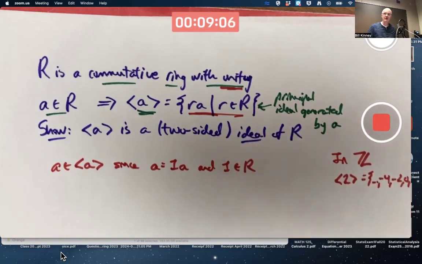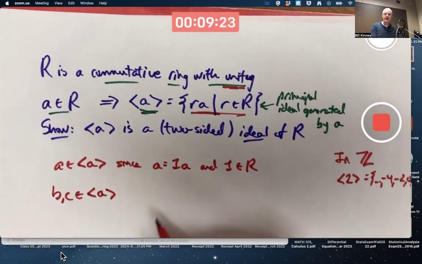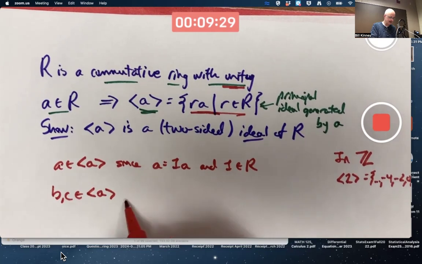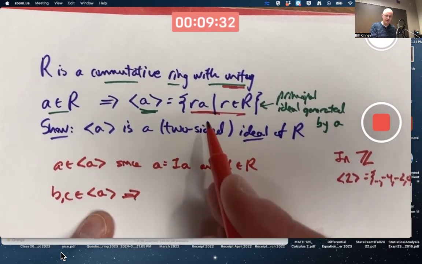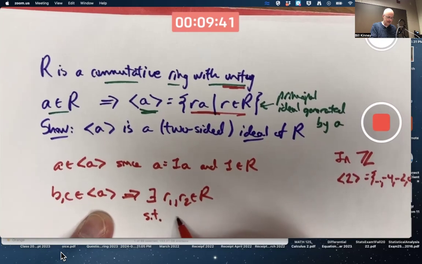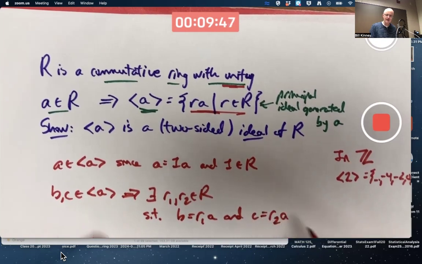Then you want to show it's closed under subtraction. Really, that's like the one-step subgroup test. That's verifying it's closed under addition as well as additive inverses to show it's closed under subtraction. So if you've got two things, I'll call them B and C, in the principal ideal generated by A, is their difference also in the principal ideal generated by A? What does it mean to be in there? It means you're of this form. There exist, say, an R1 and an R2 in R such that B equals R1A and C equals R2A.